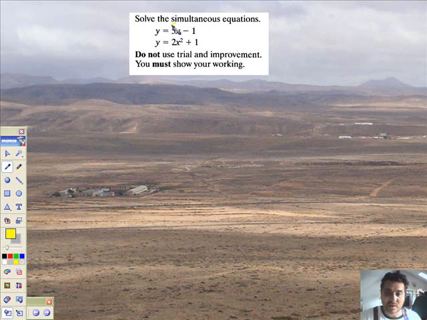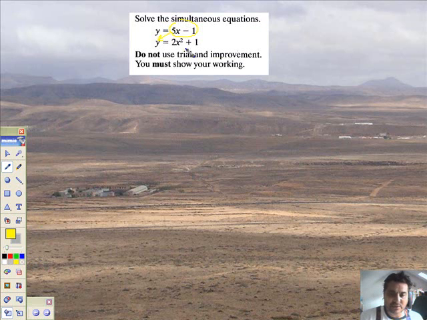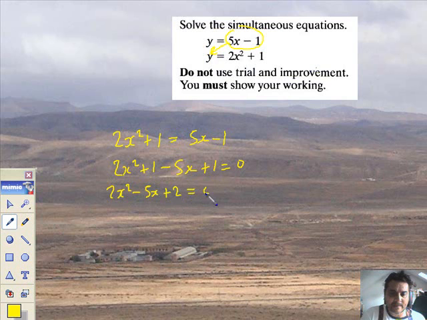It doesn't look that complicated. As you know, I can take this part here and substitute it right there because both equations start y equals. So let's see what we can do. I've got 2x squared plus 1, equals 5x minus 1. So I've formed an equation and merged it. Bring everything next door: 2x squared plus 1 minus the 5x plus the 1 comes to 0. So 2x squared minus 5x plus 2 comes to 0.